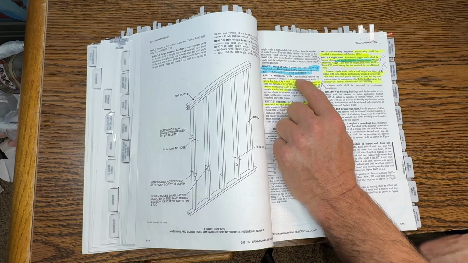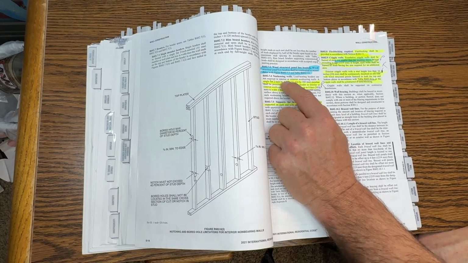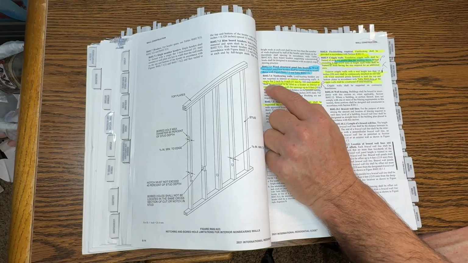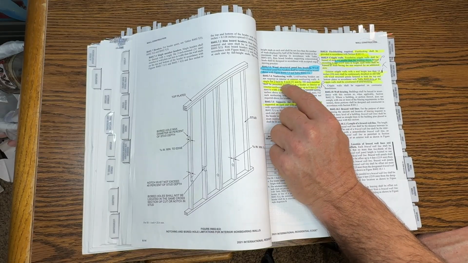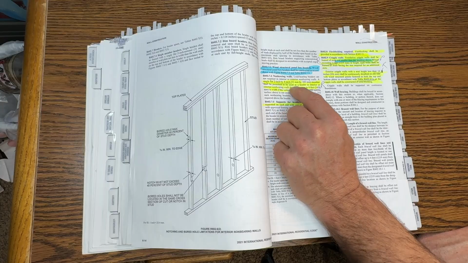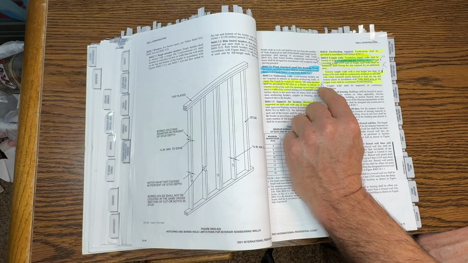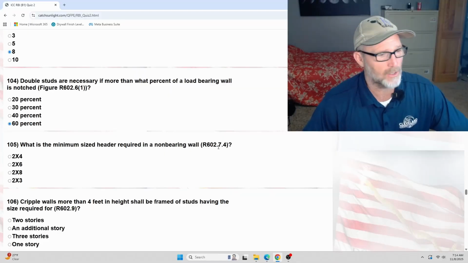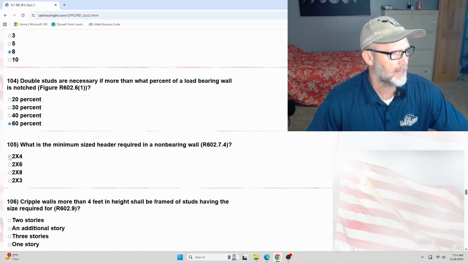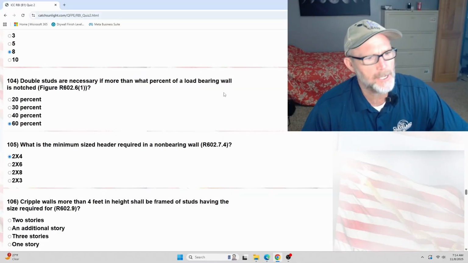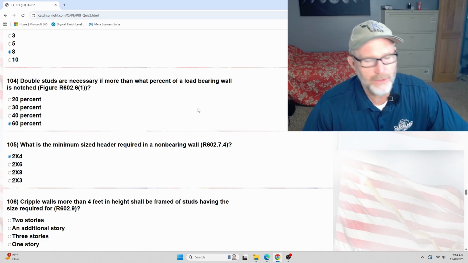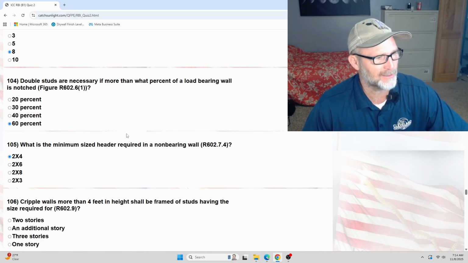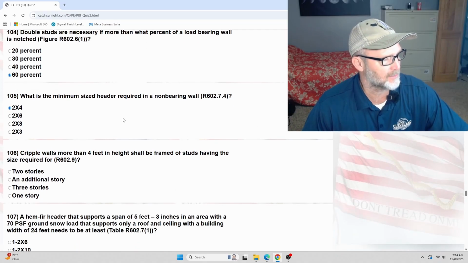602.7.4, non-bearing walls. Load-bearing headers are not required in interior or exterior non-bearing walls. A single flat 2-inch by 4-inch member shall be permitted to be used as a header in interior or exterior non-bearing walls for openings up to 8 feet. So it's quite an allowance there that you're permitted. And I've actually inspected homes where people have used sized headers in non-bearing areas, and I'm thinking, oh man, you just wasted a lot of money for nothing, but whatever.